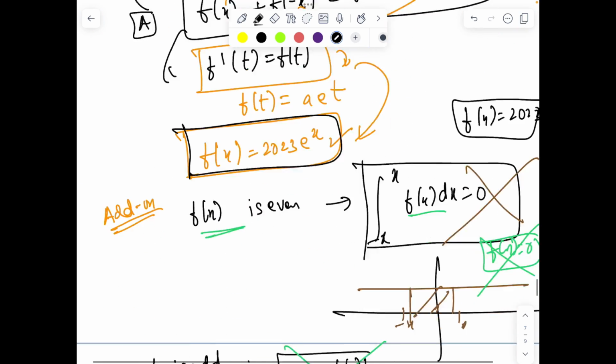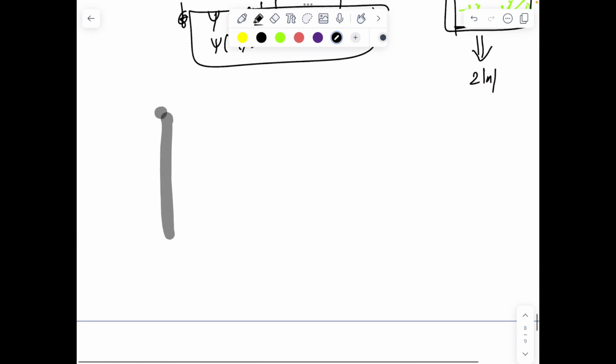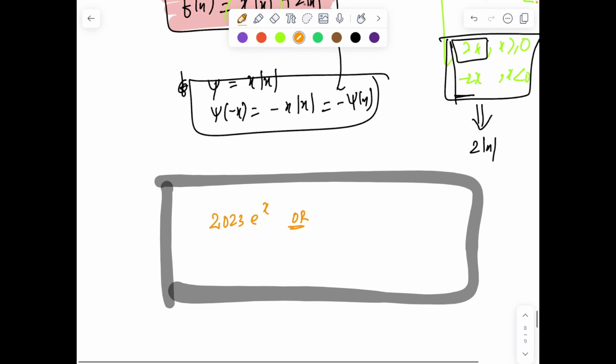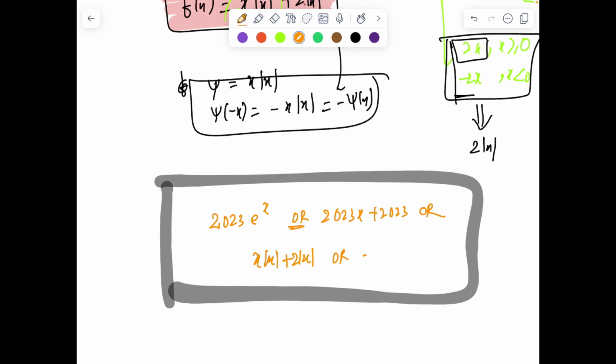So till now, we have got many classes of solutions. To summarize, the answer is not unique. So I'll have 2023 to the power x, or 2023x plus 2023 works, or x mod x plus 2 mod x works, or put others in the comment box. So there will be many answers.